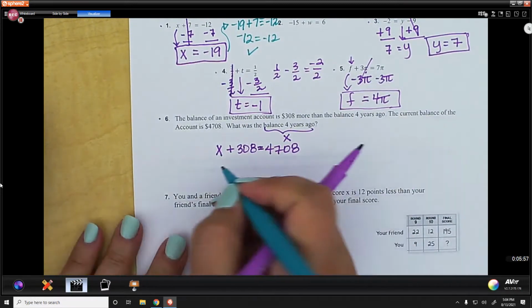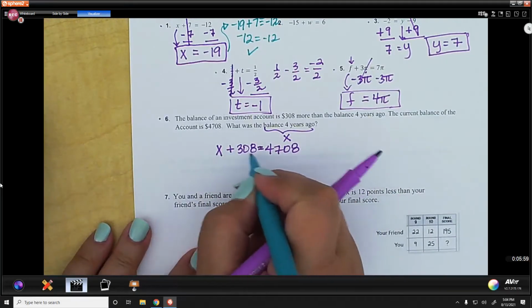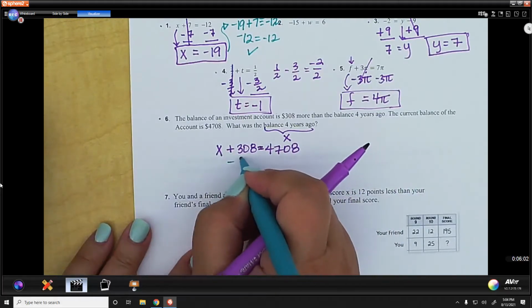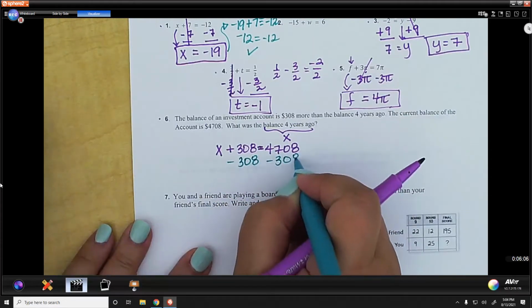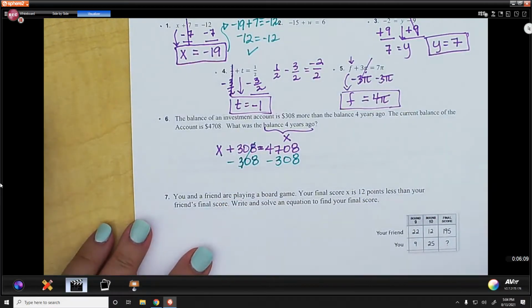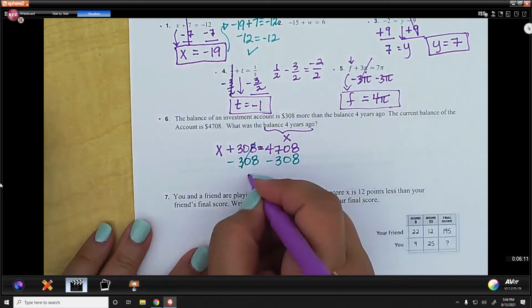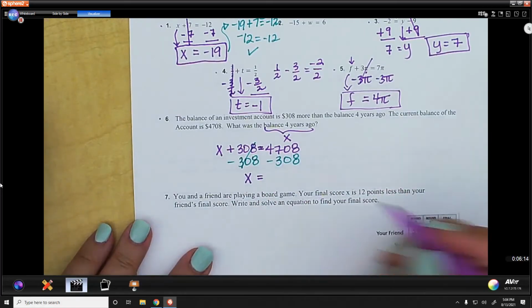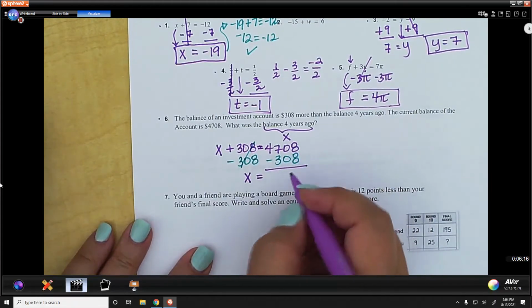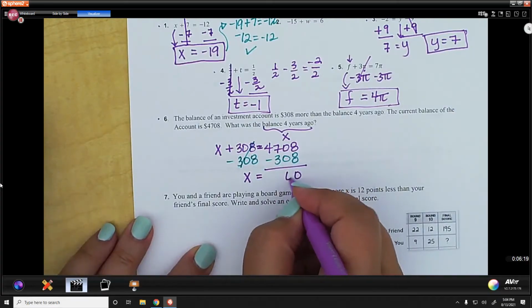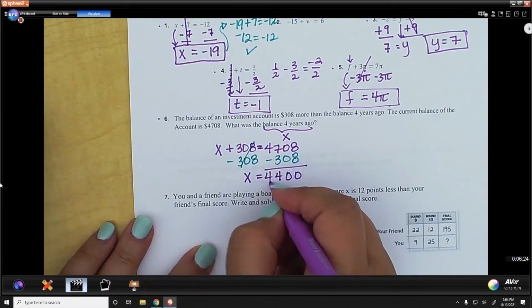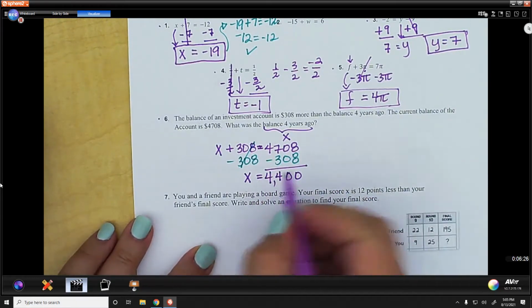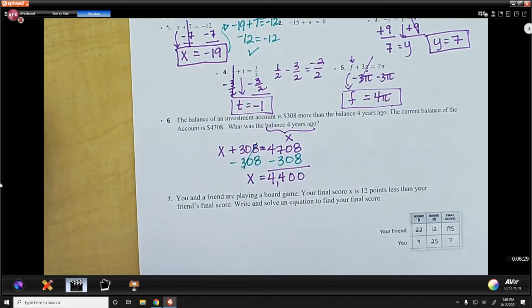We can say, okay, how much was this? Well, if we have $308 more now than before, then let's take that away and find out how much it was before that increase. How much did we have before that happened? That's what we're trying to find out. So we take that away to get to what we had then, and then we can subtract here on this side. 8 minus 8 is 0, 0 minus 0 is 0, 7 minus 3 is 4, and that 4 comes straight down. So that means that we must have had $4,400 4 years ago. That must have been the balance in the account.